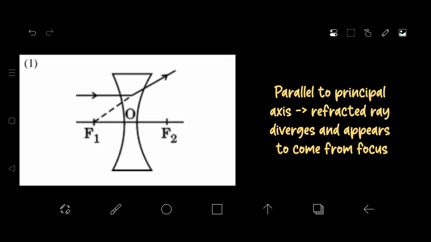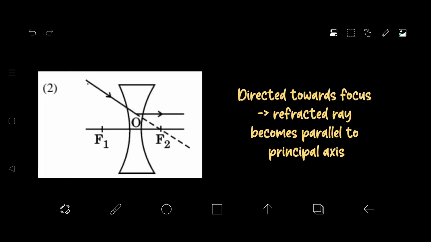When light ray is parallel to principal axis, refracted ray diverges and appears to come from focus. When light ray is directed towards focus, the refracted ray becomes parallel to its principal axis.